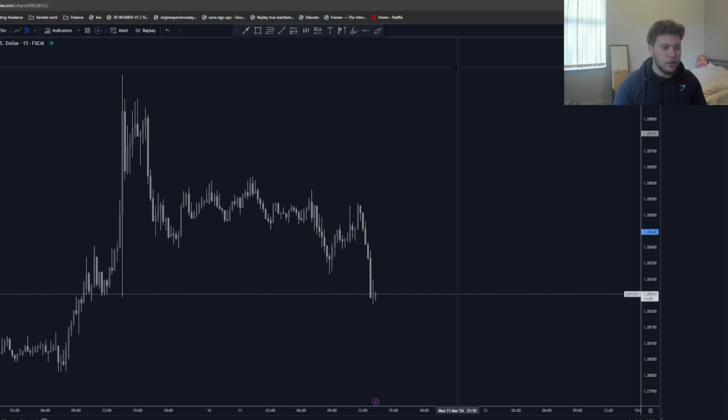But hopefully that helps with how I read structure a bit and makes it a bit easier for you to see. Because as I say, getting the structure and trend right is so important.